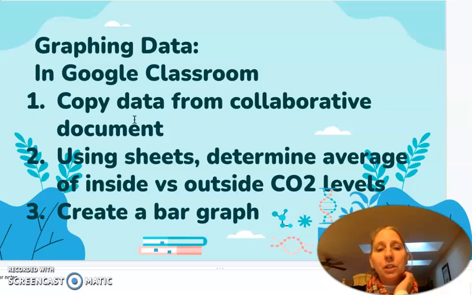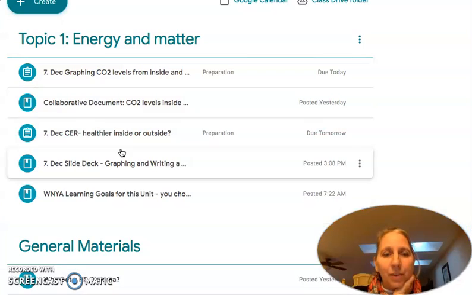So the first thing you need to do is go into the collaborative document in Google Classroom and open up this individual document. I'll show you how to do that. In Google Classroom, this is the collaborative document that I'm talking about, and this 7th of December graphing CO2 levels is the individual graphing topic that you will use.